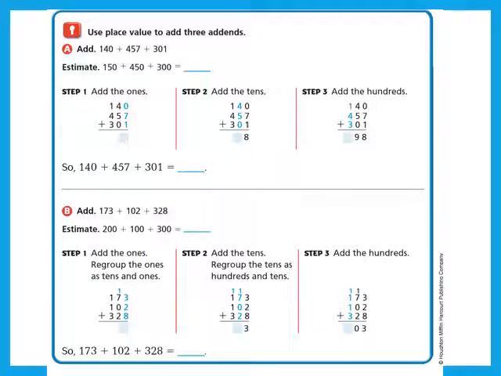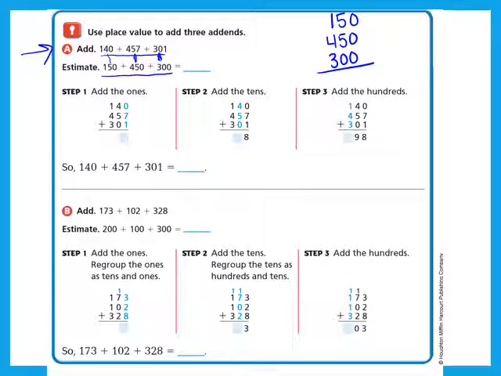Okay, what I would like to do now is finish up this problem on page 30. Now I'm going to be adding 3 three-digit numbers. So for this first step in A, I have 140 plus 457 plus 301. They have given me some rounded numbers. They rounded 140 to 150, 457 to 450, and 301 to 300. So I'm going to stack these three numbers on top of each other and make sure that my place values are lined up to find my estimate.